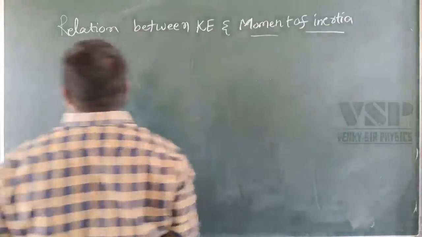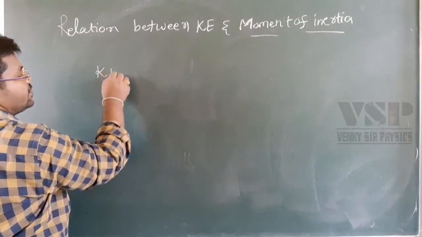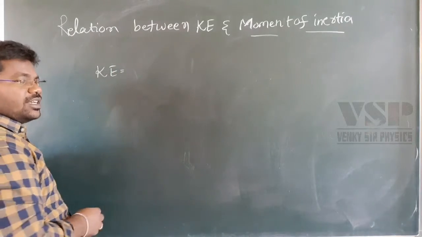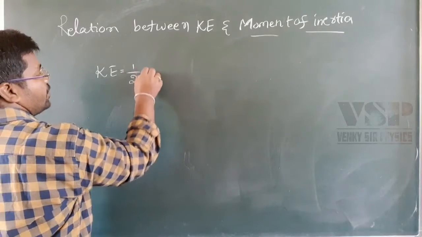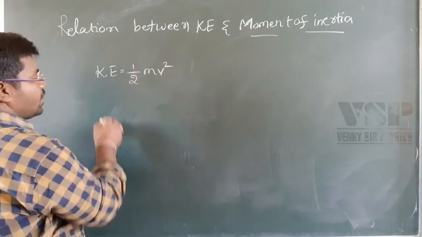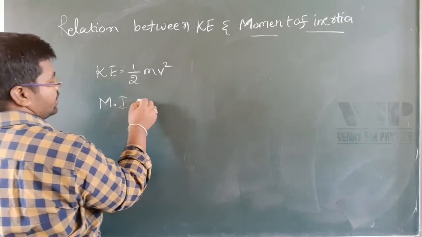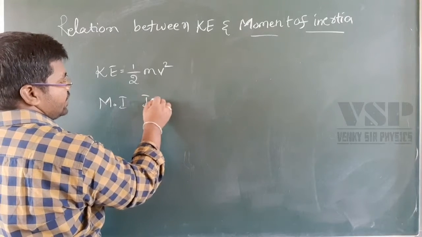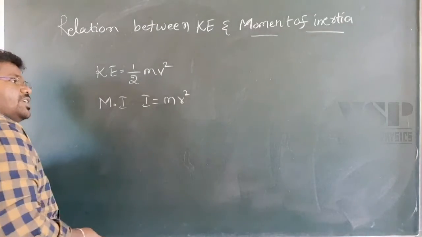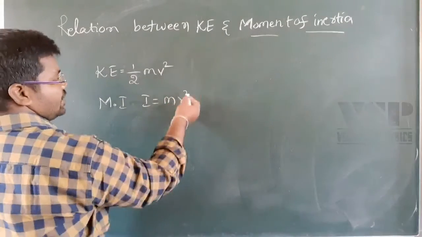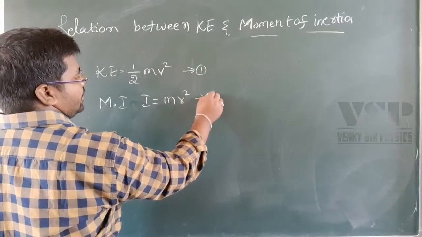See here, my children. What is kinetic energy? Kinetic energy, denoted K, is the energy a body has by virtue of its motion, and it is equal to 1 by 2 m v square. What is moment of inertia? Moment of inertia, denoted I, is equal to m r square. How can we get these relations? This is equation 1, and this is equation 2.